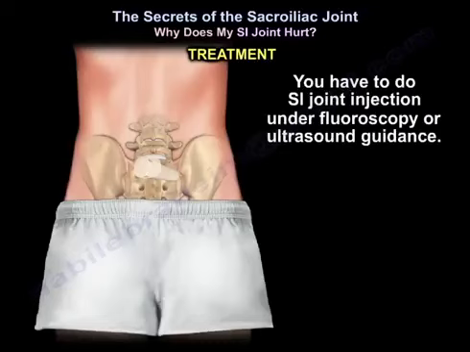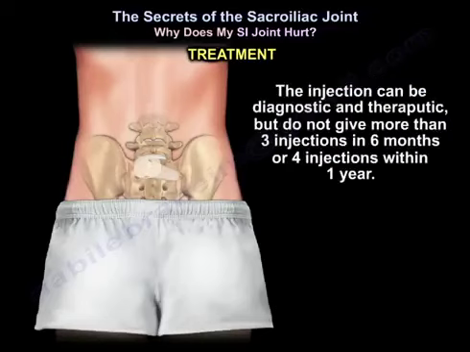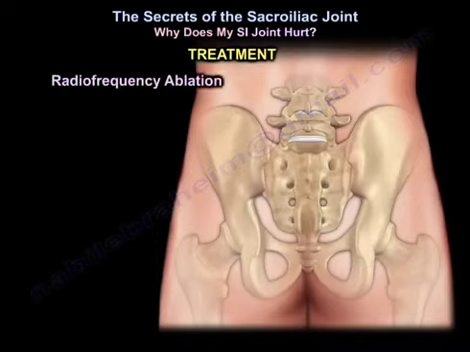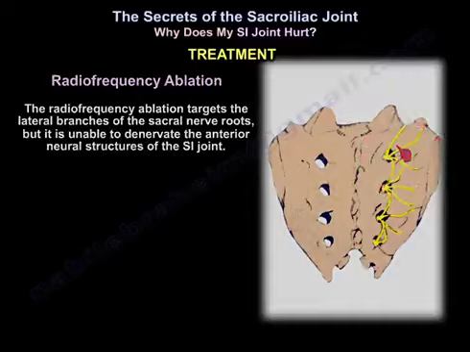You have to do it under fluoroscopy or under ultrasound. If you do it blind, only 22% of the needles will be in the sacroiliac joint. The injection can be diagnostic and therapeutic, but don't give more than 3 injections in 6 months or 4 in 1 year. Then radiofrequency ablation targets the lateral branches of the sacral nerve roots, but it is unable to denervate the anterior neural structures of the sacroiliac joint.